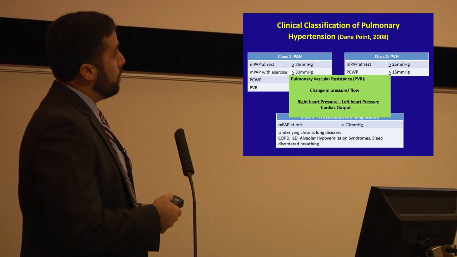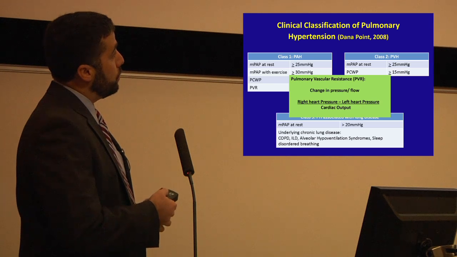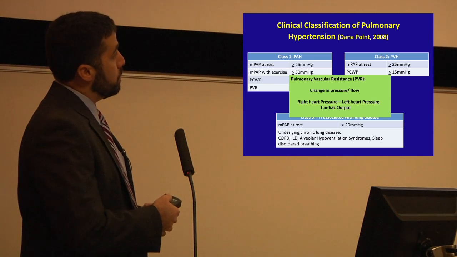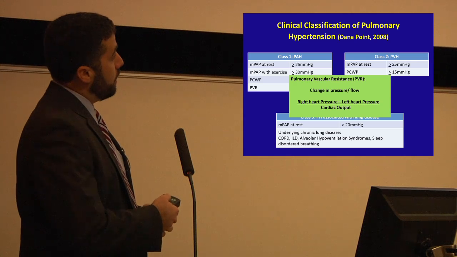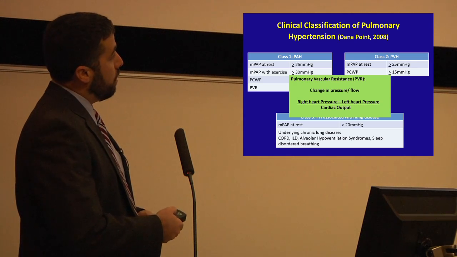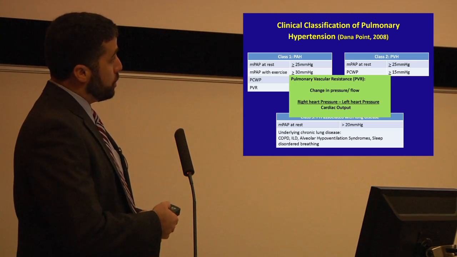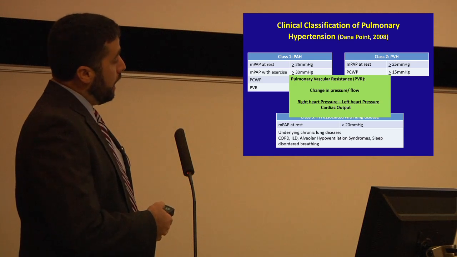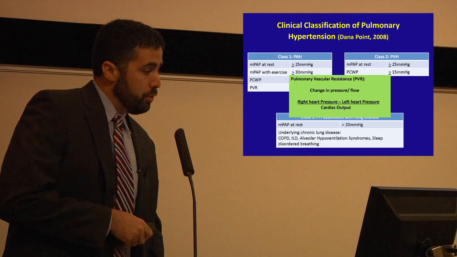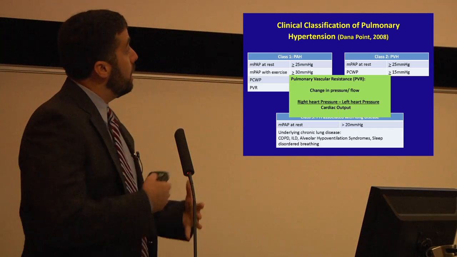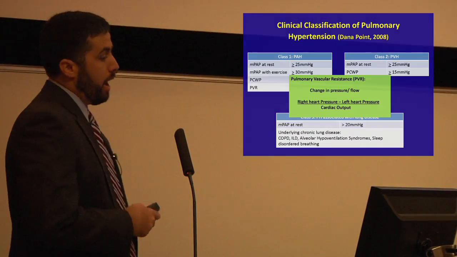Ohm's law: the resistance to flow of a fluid is determined by the change in pressure divided by the flow. So we measure the pressures on the right side of the heart, we measure the pressures on the left side of the heart, and then we divide by the flow, which is how much blood your heart is pumping in liters per minute, and we can determine what the resistance to blood flow is through the lung, and that really is what determines the type of pulmonary hypertension that you have.